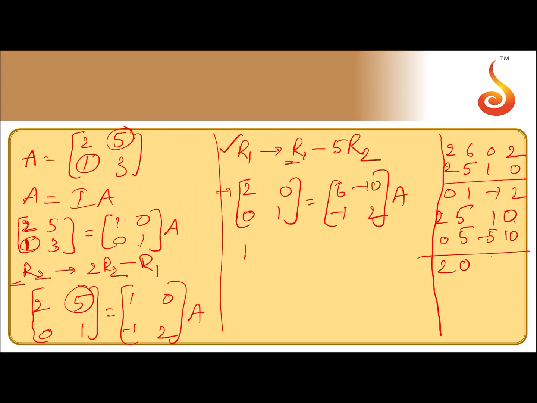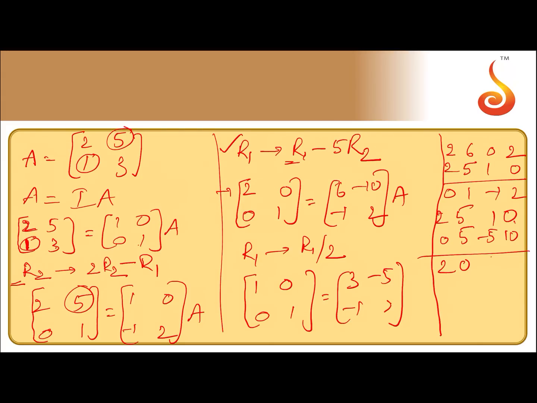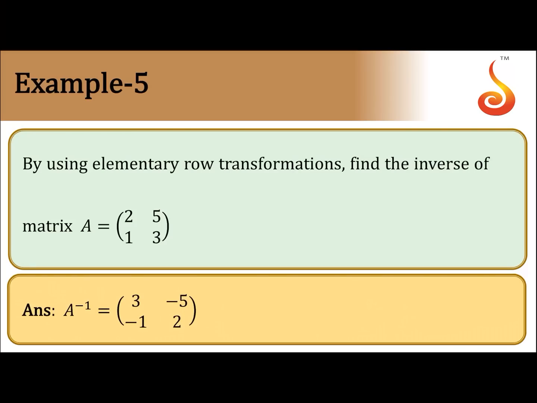And this first row is divided by 2. R1 dividing by 2 gives us the answer here. It's 1, 0, 3, minus 5, and 0, 1, minus 1, 2 into A. Clearly you could see that this is nothing but the identity matrix is equals to inverse into A. So this is actually the inverse of the matrix. So A inverse is equals to 3, minus 5, minus 1, 2. Let's check now. 3, minus 5, minus 1, 2.